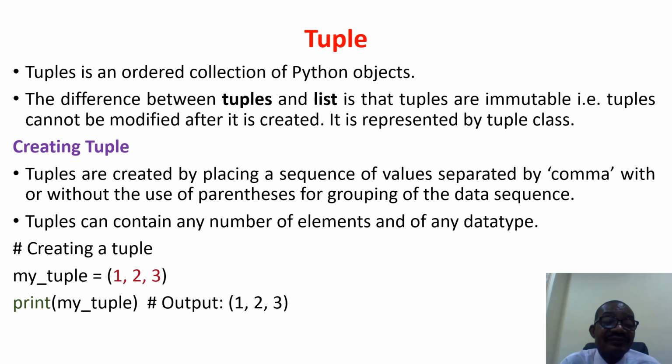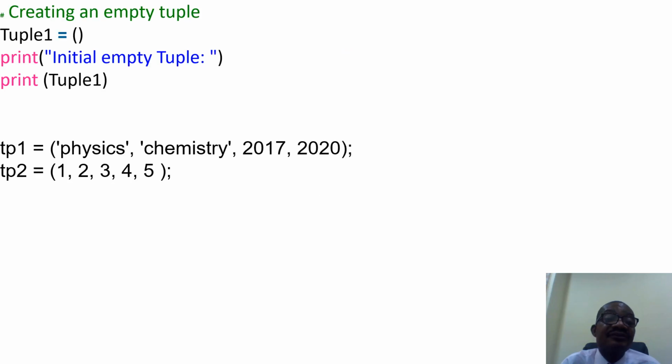For example, here is a tuple. my_tuple is equal to 1, 2, 3 inside parentheses. When we say print my_tuple, it will print the output 1, 2, 3. Next, creating an empty tuple. If you want to create an empty tuple that does not have values inside, the first one, tuple1, is an empty tuple. When you print the empty tuple, it will print empty.